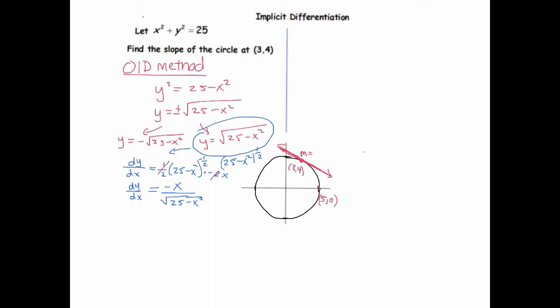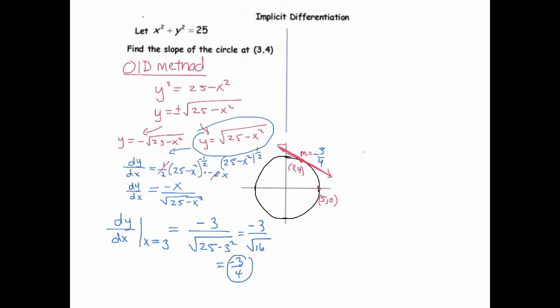So let's evaluate it at x equals 3, since we're trying to find the slope at 3, 4. So dy/dx, I'm going to use this notation. I'm going to draw a vertical line at x equals 3. It is negative 3 over the square root of 25 minus 3 squared, which is negative 3 over the square root of 16, which is negative 3/4. So the slope of that tangent line is negative 3/4.